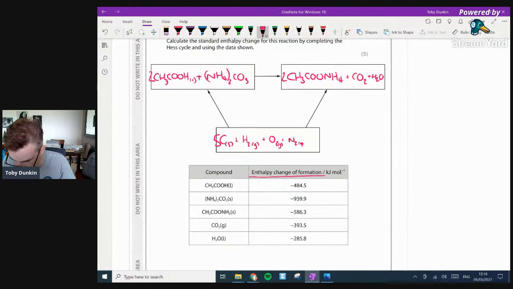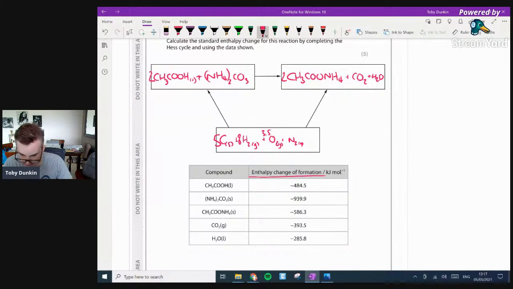Hydrogens-wise, 6 plus 4 is 7, times by 2 is 14, plus 2 is 16. So 16 H's. Oxygen-wise, I've got 2 times 4, 4 plus 3, 7. So I need 3.5 of that. Nitrogens, 2. So it's done. Right, now I can input my data.